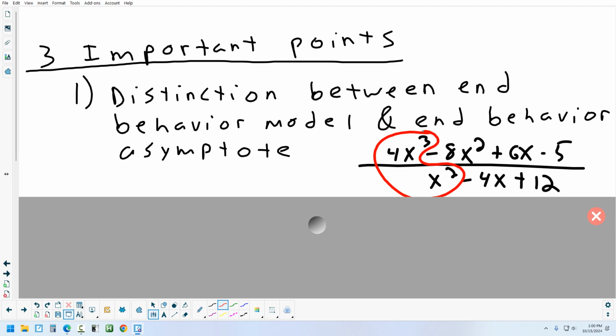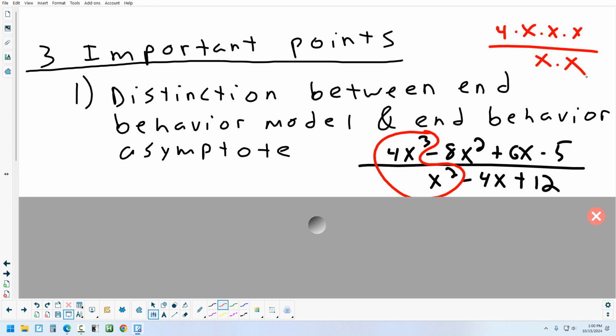The EBM is the biggest, it'd be 4x because it's bigger than the other terms. Yeah, the EBM is when you take the term with the biggest exponent in the top and divide by the one with the biggest exponent in the bottom.